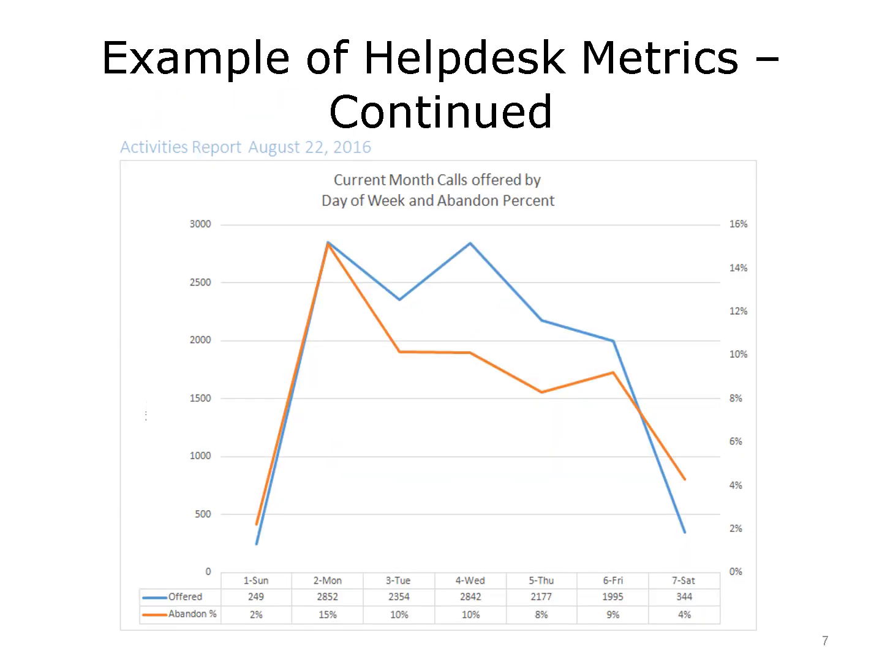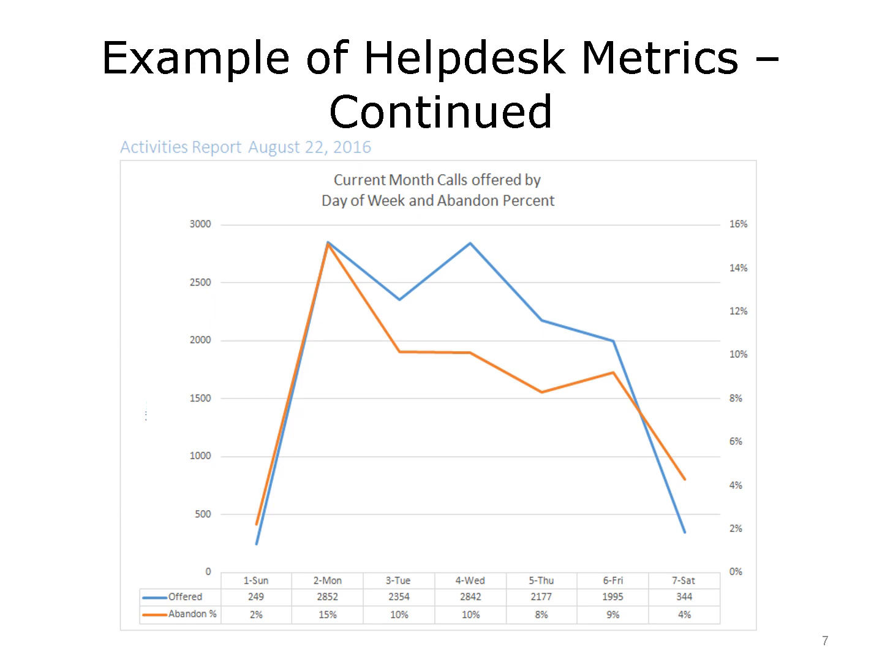This line graph shows the volume of calls by day of week and the percentage of calls that were abandoned by customers. That is, the customer hung up before the call was answered by a help desk technician. According to this chart, the highest number of calls occurred on Monday, and the highest number of abandoned calls occurred on this same day.